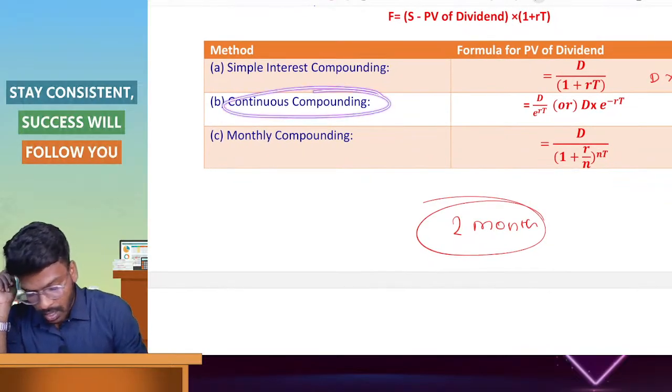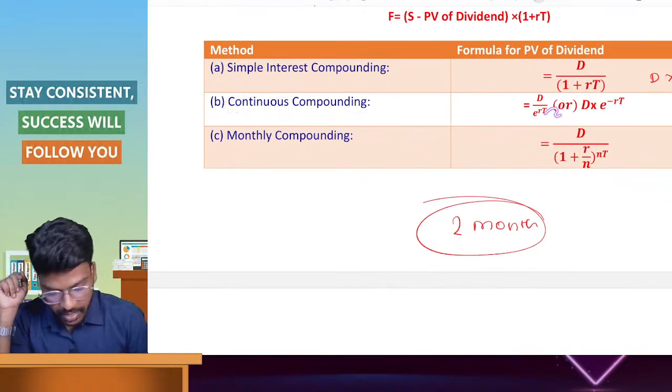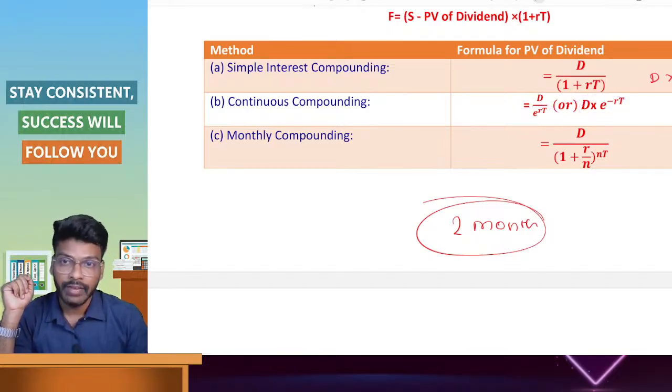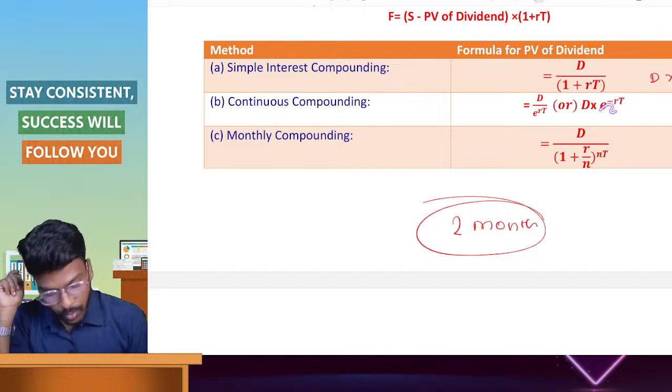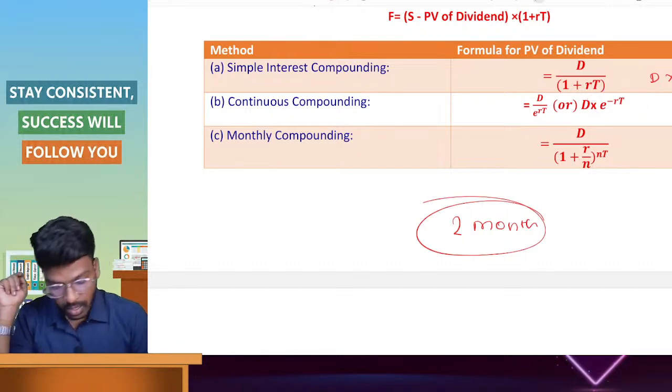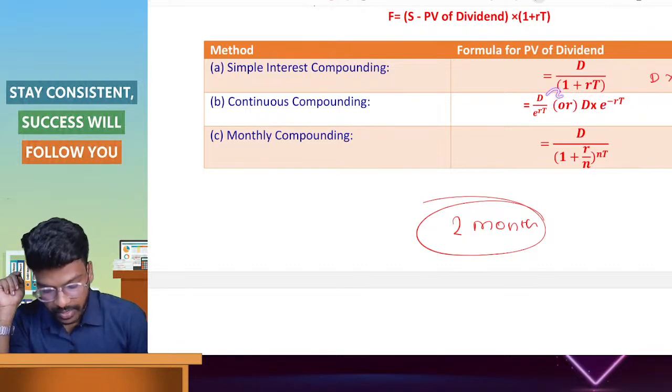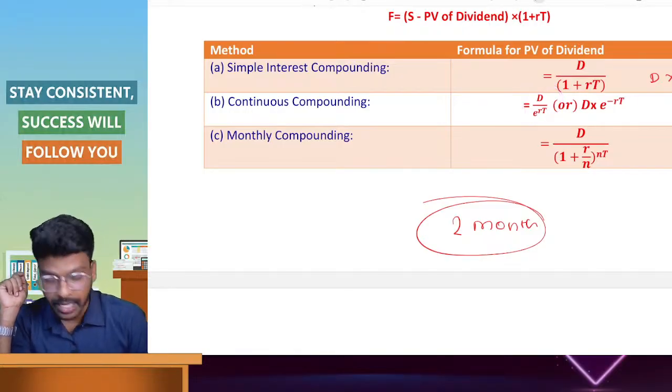In case of continuous compounding, e power RT can be given as e power plus RT or e power minus RT may be given in the question. You have to be more cautious while applying whether you have to multiply or divide.